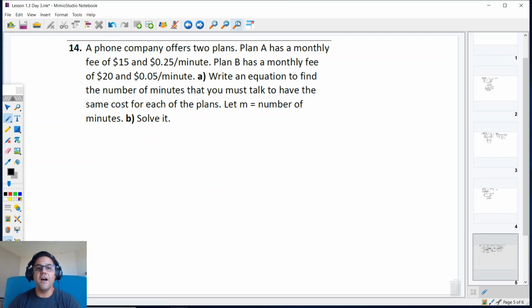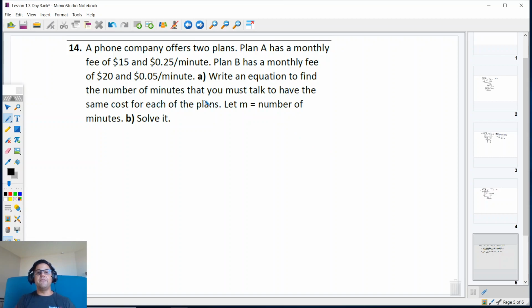All right, jumping to a word problem. A phone company offers 2 plans. Plan A has a monthly fee of $15.25 per minute. Plan B has a monthly fee of $20.05 a minute. I know this isn't necessarily the right context because of plans, the way they're structured, but hopefully you understand. Now, if you didn't like phone companies, you could talk about per mile, like renting something.